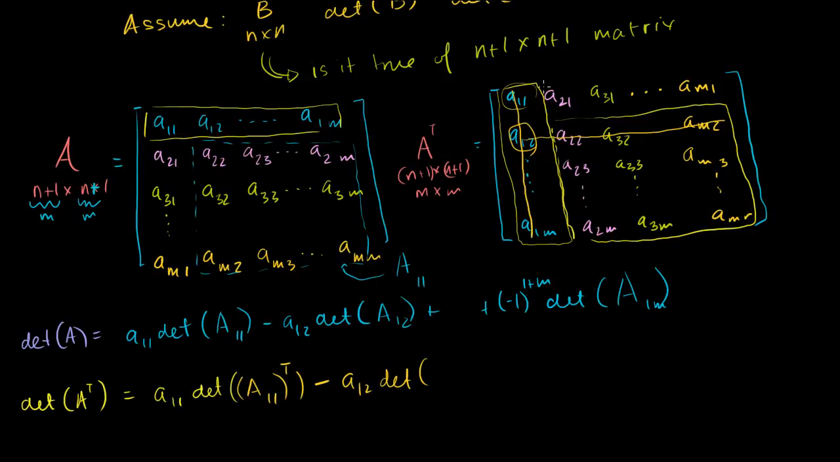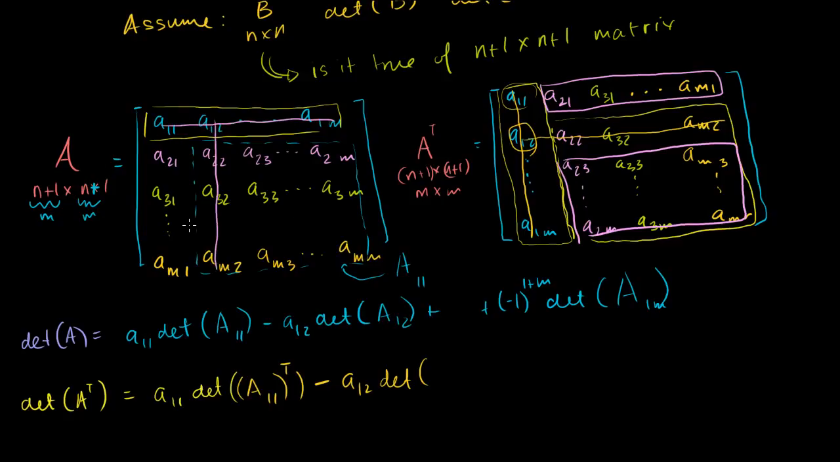His submatrix is going to look like this. It's going to have that there, and it's going to have that right there. Now, how does that compare to A12? So A12 is if you crossed out this, and this, and you're left with all of this right here.